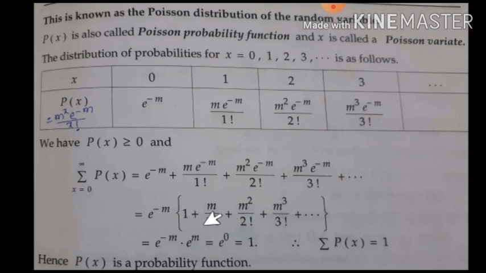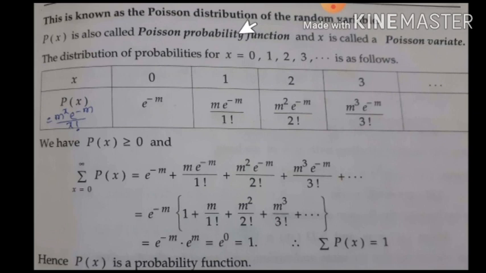This is nothing but a series expansion. We have studied it in first year, a Maclaurin series expansion. So here this is a Maclaurin series expansion of the exponential function of variable m. So this series is written as e to the power of m. When bases are the same, add the powers. So e to the power of 0, we know the value is 1. Hence this p of x satisfies both the conditions of a probability function. P of x is a probability function, in particular called the Poisson probability function.